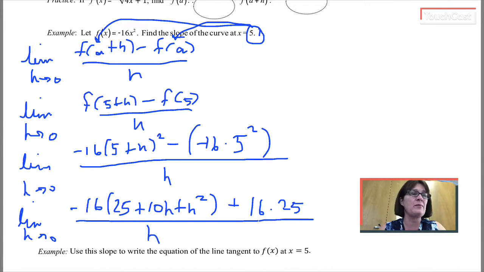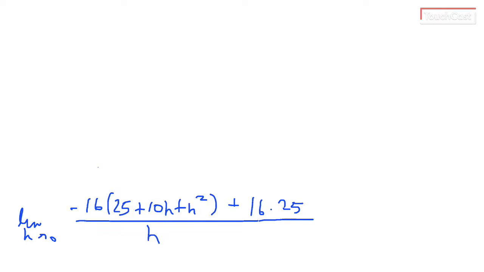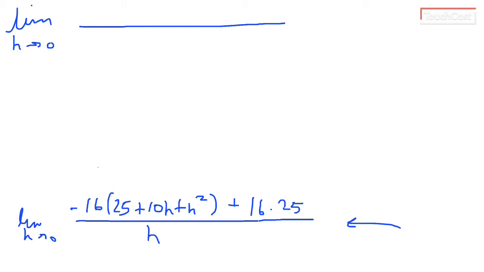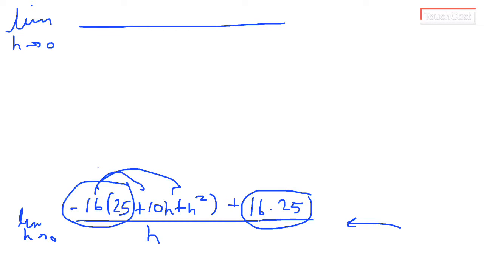Okay, so this is where I'm going to start from on the next screen. All right, so that's where I was a second ago. I'm going to start to simplify. So I'm still taking the limit as h goes to 0. I still have to have my limit expression here because I'm not ready to substitute h in, right? Because I would have 0 in the denominator. It's going to be negative 16 times 25. I noticed that negative 16 times 25 is going to cancel with this positive 16 times 25. So now I'm just going to finish distributing that negative 16. It's going to be negative 160h minus 16h squared over h.